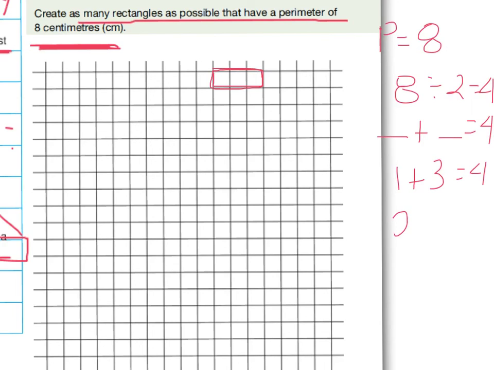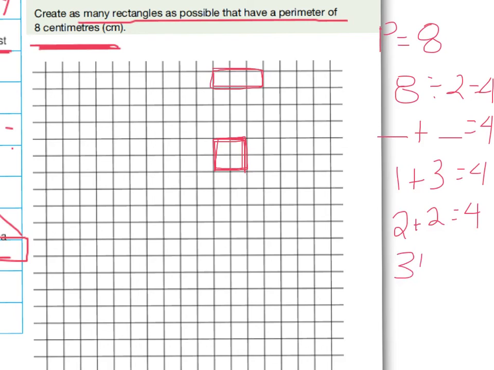1 plus 3, what about 2 plus something? 2 plus 2 equals 4. Okay, let's draw that rectangle. It's actually a square, but that's fine. Squares are a kind of rectangle. 2 plus 2, let's check. Does it have a perimeter of 8? 2 plus 2 is 4. 2 plus 2 is 4. 4 plus 4 is 8. Perfect. What else could I have?